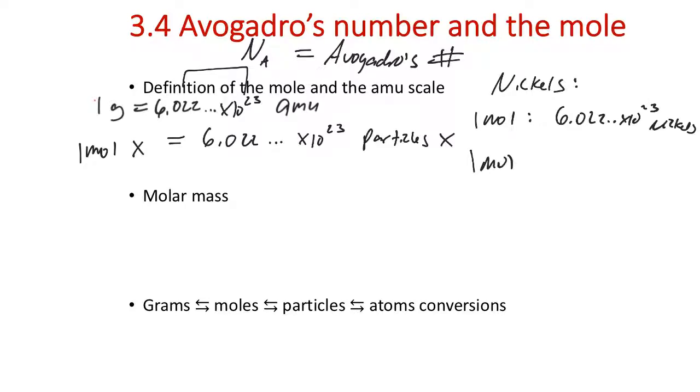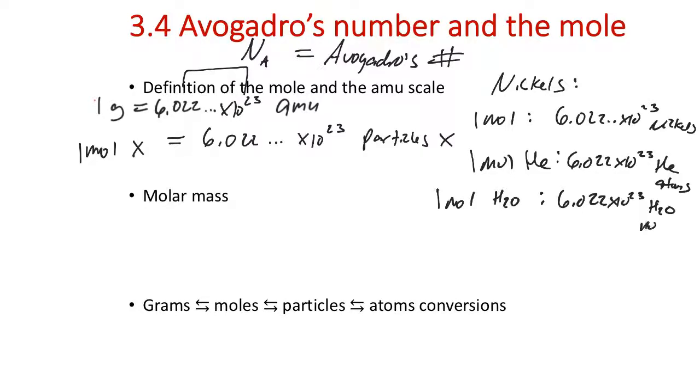But if you, say, had a mole of helium, helium's a gas at room temperature. It exists as a monoatomic gas. So a mole of helium just contains 6.022 times 10 to the 23 helium atoms. So what about a mole of water? A mole of water would contain 6.022 times 10 to the 23 water molecules. So water exists as a molecule. If you have a mole of that molecule, then you have 6.022 times 10 to the 23 molecules of that compound. Let's do one more. If you have a mole of, say, K2SO4, then you would have 6.022 times 10 to the 23 units of K2SO4, or formulas of K2SO4.